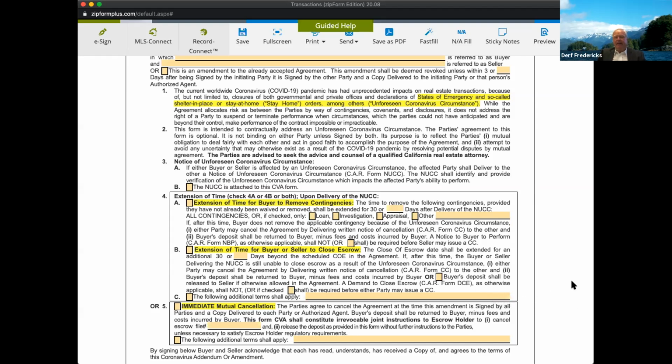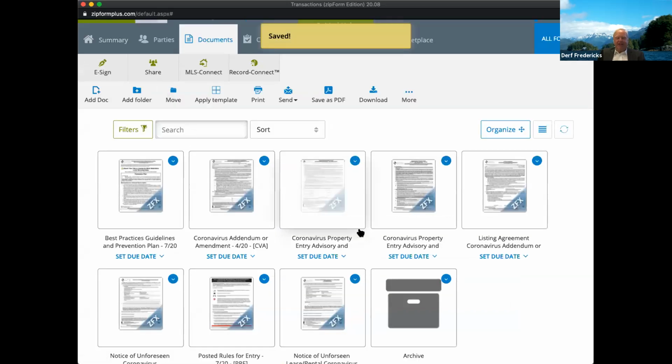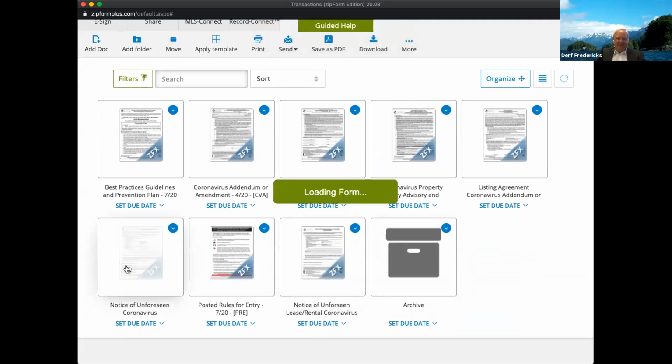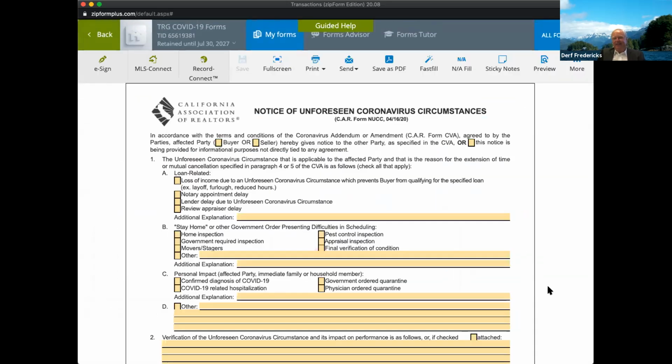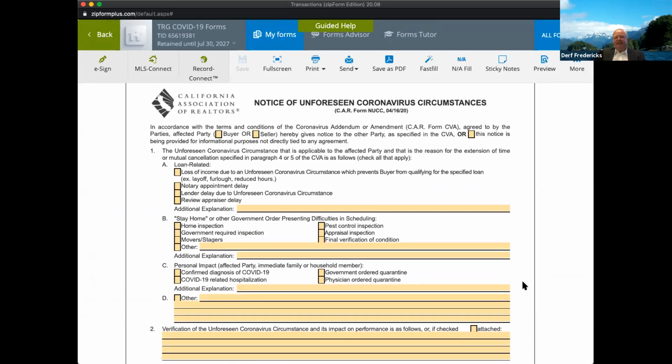And so it basically means that we're moving forward on this signed contract as a handshake, and we're not going to enforce the timeframes on here, because all one party has to do is fill out that NUCC form, which is Notice of Unforeseen Coronavirus Circumstance. I don't know if I have that either. Okay. All right, so this gives you lots of outs because of the coronavirus.